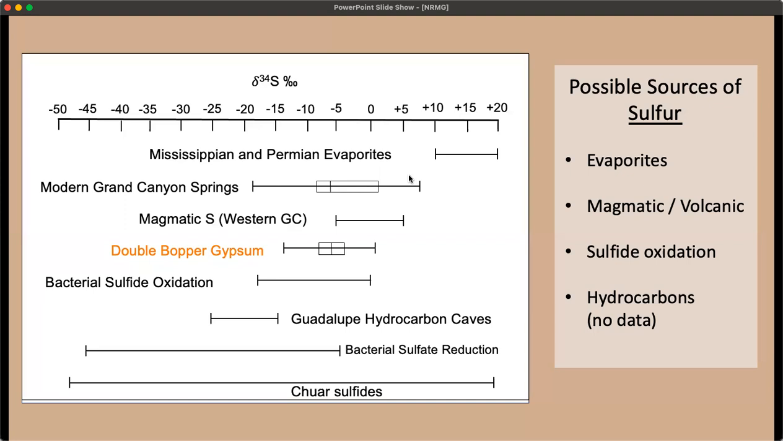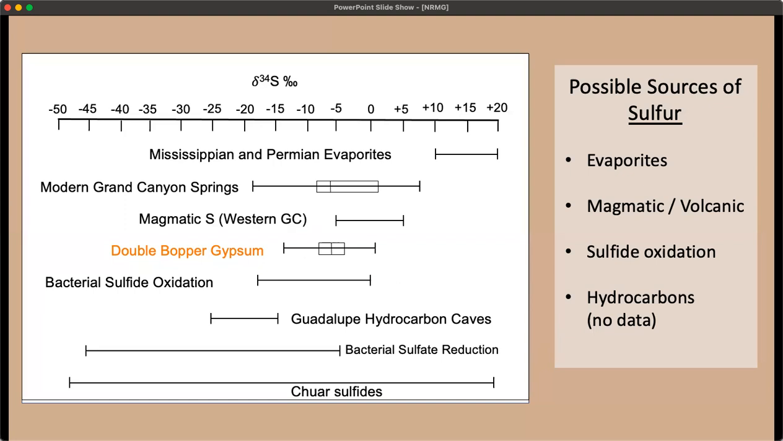Now, some magmatic sulfur from Western Grand Canyon has been identified to range as low as -5. So here we have some good overlap with the Double Bopper gypsum, our first good candidate. But then moving further, we have bacterial sulfide oxidation and we have bacterial sulfate reduction. And both of these variables have pretty large ranges in the data.